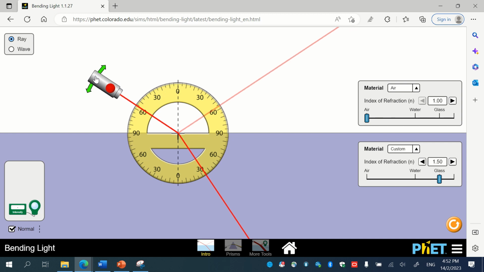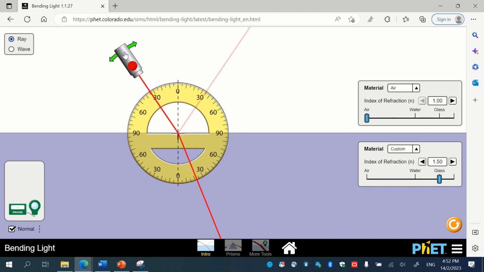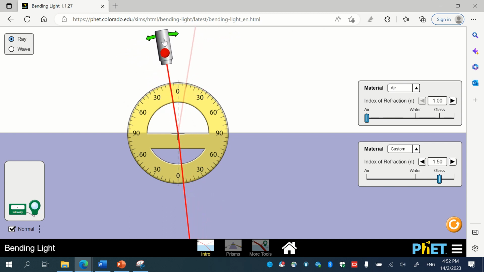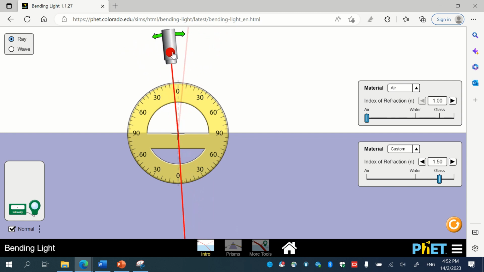As I decrease my angle from 60 to 30, my refracted angle also decreases. As I decrease some more to become perpendicular, what is my angle now? If it becomes perpendicular, my incident angle is actually 0. It is not 90, it is 0.